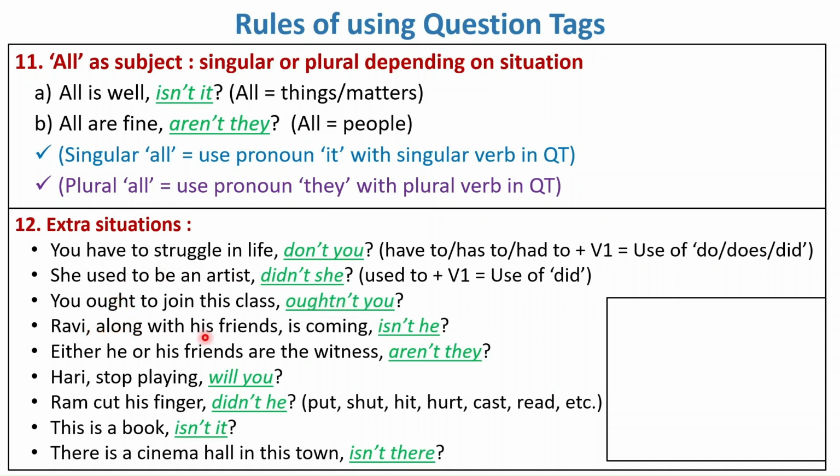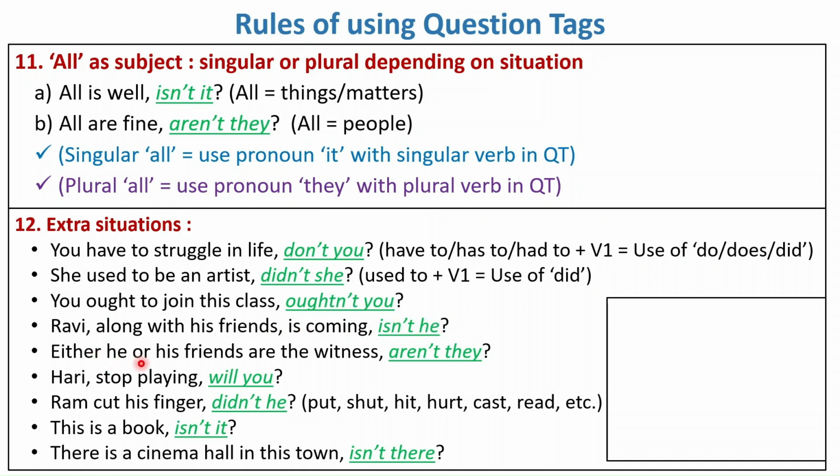Ravi along with his friends is coming. In this sentence, the verb agrees with the first subject. Ravi is coming. This is our actual sentence. This is extra information, along with his friends. Ravi is coming is our main part of the sentence. Therefore, we have to use question tag in this way. Isn't he? Ravi is, isn't he?